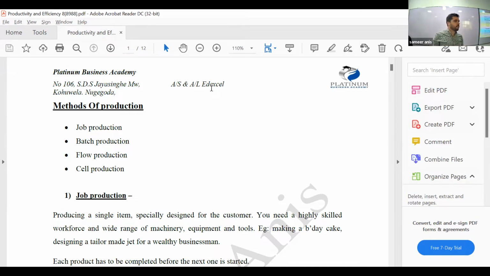So shall we start with this tute? Azad, any idea? Can you remember if we finished the previous tute? Lakshmita, you remember? We finished, right? Clear. So, guys, let's start off with productivity and efficiency.